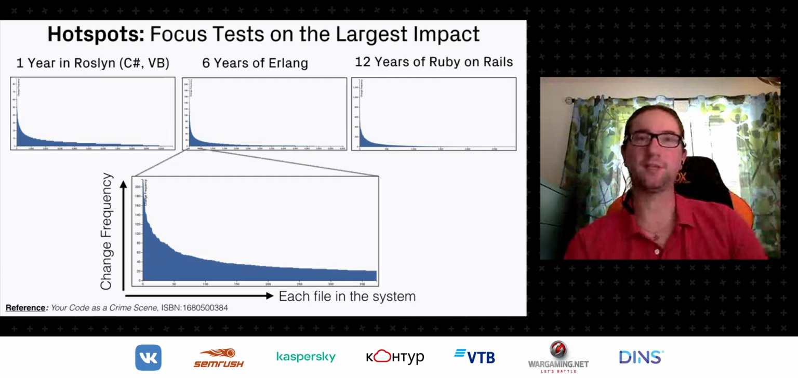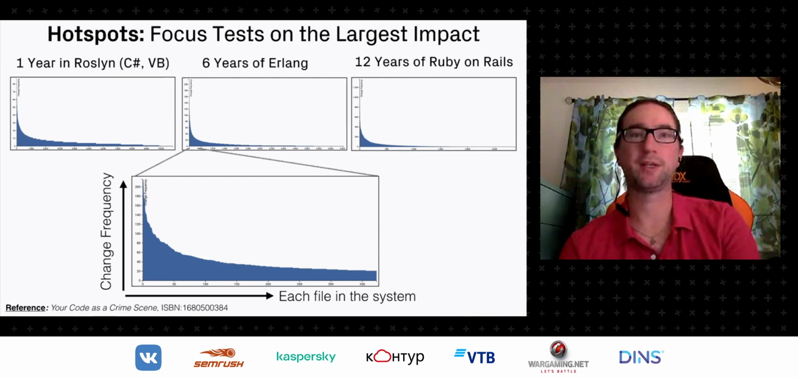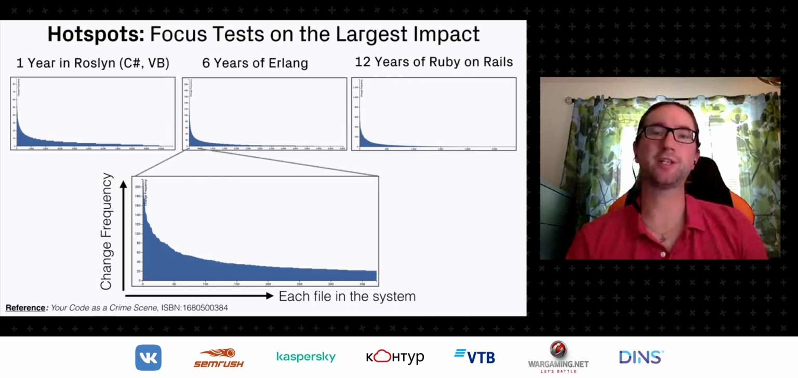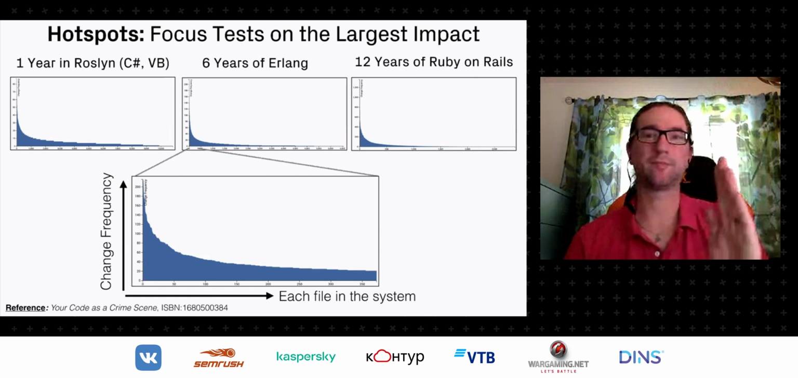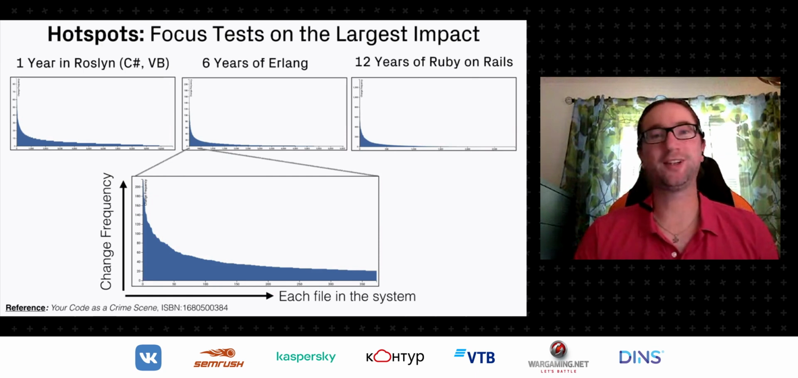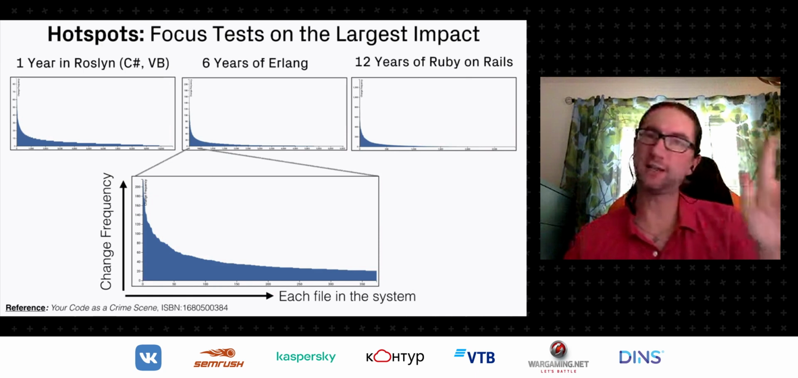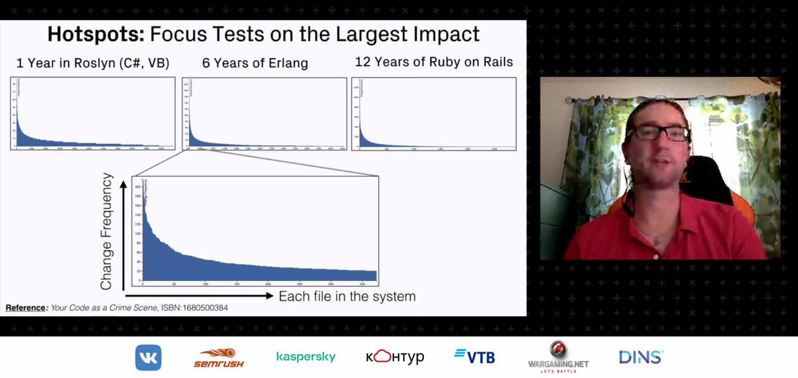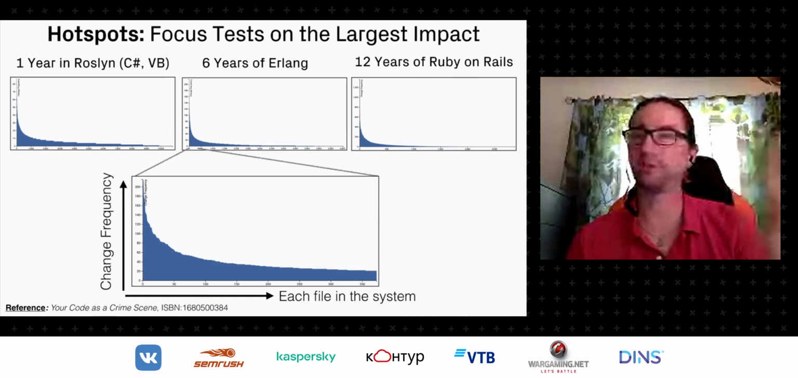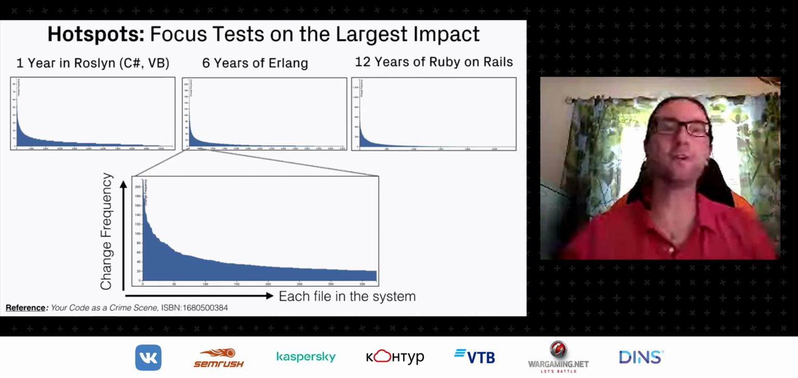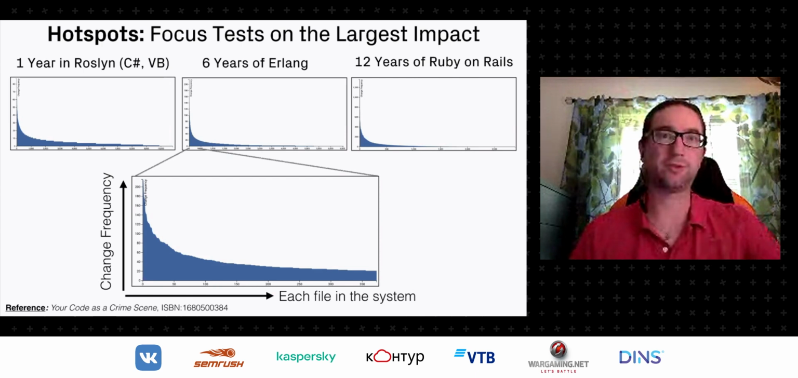On the x-axis, you have each file in the system, and those files are sorted according to the change frequency. That is, how many changes, how many commits have the developers done to that file. And the number of changes is what you see on the y-axis. If you look at the top level row, you see an example from 3 radically different code bases. 3 code bases implemented in different programming languages, targeting different domains, developed by different organizations, different developers, different lifetime spans. Everything is different, right? And still, they all show exactly the same pattern. They show a power law distribution.